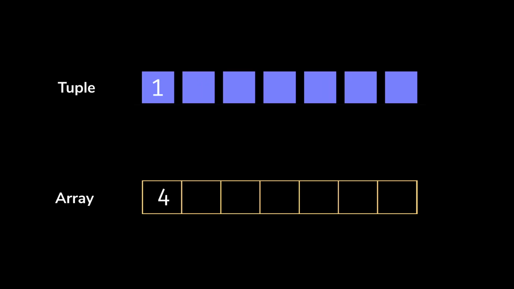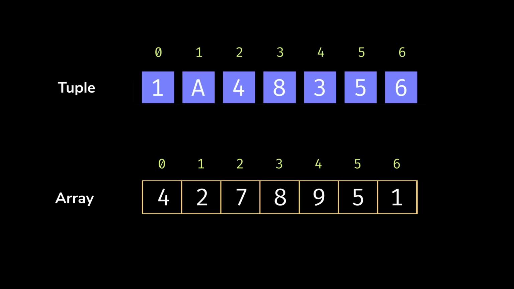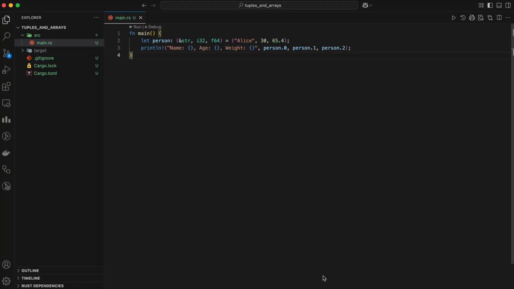Tuples and arrays are super handy when you want to group values together or store a fixed collection of elements. And knowing how to use them will absolutely level up your Rust game. Let's jump right into it. Alright, first up, tuples. Think of tuples like lightweight containers for grouping multiple values of possibly different types together.